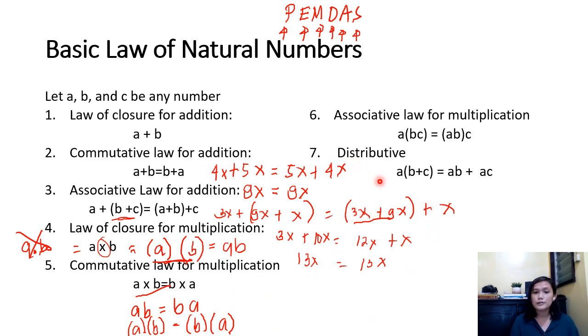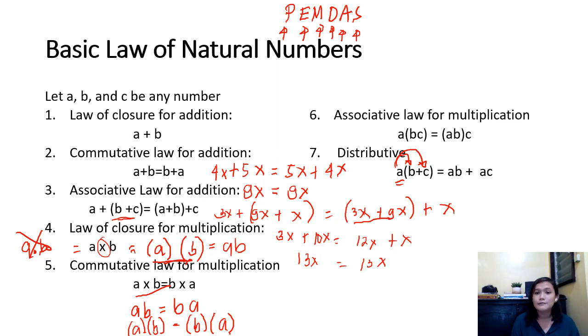Now, let's move on to the distributive law. So you have here A times the quantity B plus C is equal to AB plus AC. With this one, class, it means distributive law. So you need to distribute A to each term, right? Each term. Okay, distribute A to each term.